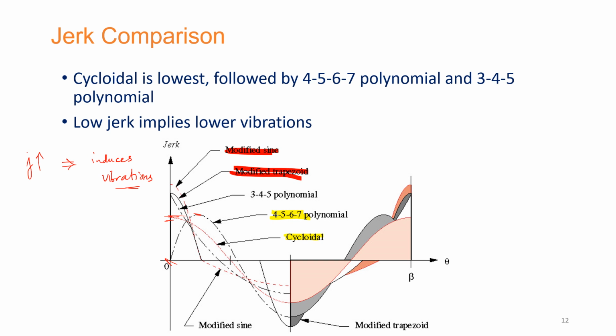So in a nutshell, cycloidal as well as 4, 5, 6, 7 polynomial perform well, but having said that, you need to be careful about the other comparisons as well, in terms of acceleration, velocity, and position, etc. So let's move on.